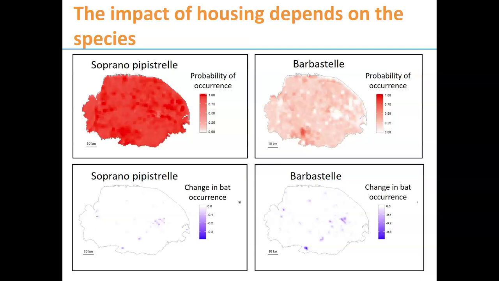So if you then look at the effect on occurrence, which are the bottom maps, you can see they both are negatively affected by housing. But the effect for barbastelle is quite a bit more severe than for the soprano pipistrelle. And the effect in the woodland area is really noticeable. So the darker blue here means the more severe the effect.